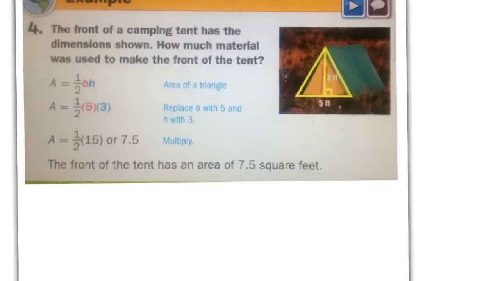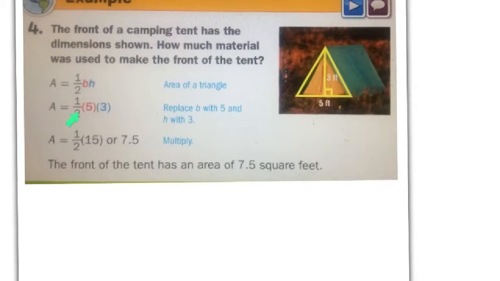Okay, let's do a real-world example. The front of a camping tent has the dimensions shown. It has a height of 3 and a base of 5. How much material was used to make the front of the tent? When they ask you something like how much material would cover an area, that is an area question. So we will plug the information that we have into our formula.